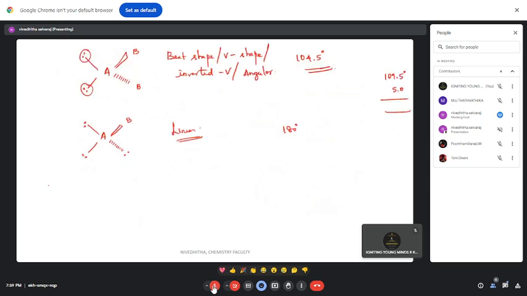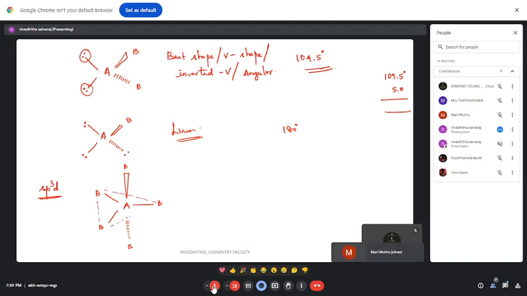Okay. Next hybridization is sp3d. If the hybridization is sp3d, the central atom can form 5 chemical bonds: 1, 2, 3, 4, and 5. All the 5 bonds are filled with atoms. Then what would be the shape? Trigonal bipyramidal, right? Trigonal bipyramidal.